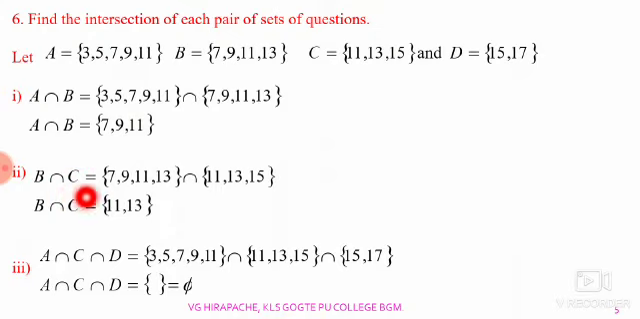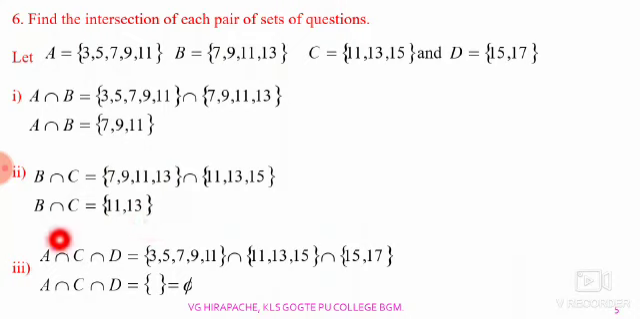Similarly B intersection C. B elements are 7, 9, 11, 13. C elements are 11, 13, 15. Therefore the common elements in these two sets are 11 and 13. Therefore the intersection B intersection C is nothing but 11 and 13.